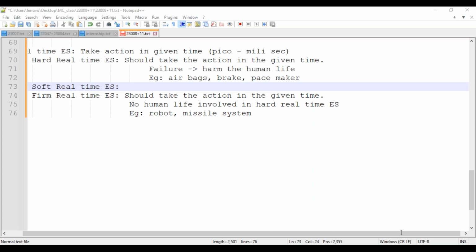Video games are soft real time. In fact, they are not even an embedded system. If you are using it on your mobile phones directly, you don't consider it as an embedded system.